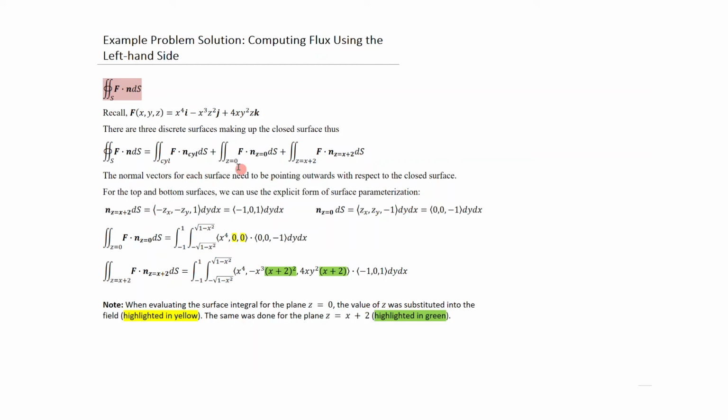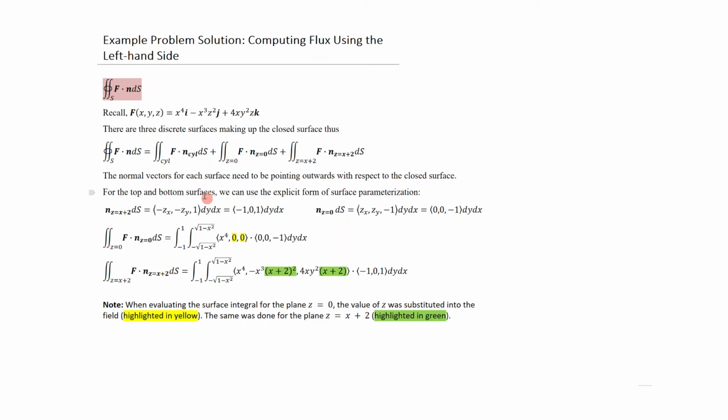So this would be, for instance, the plane z equals 0, and this is the plane z equals x plus 2. Each one of these integrals has to be done individually. These, of course, are open surfaces, hence no closed circle around the double integral sign. Also recall that the normal vectors for each surface need to be pointing outwards with respect to the closed surface. Again, that is the convention to be applied when using the divergence theorem.